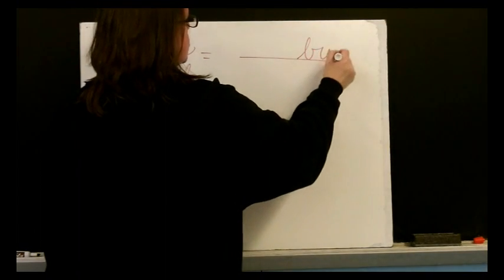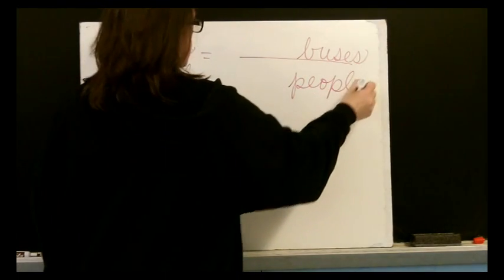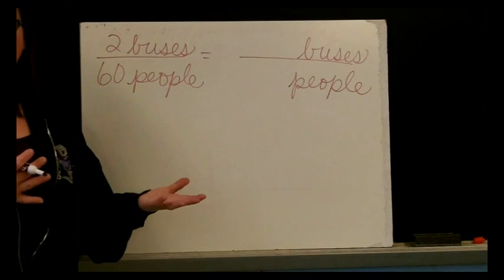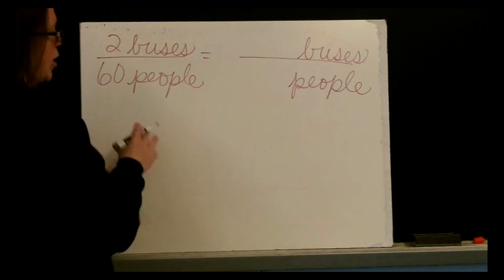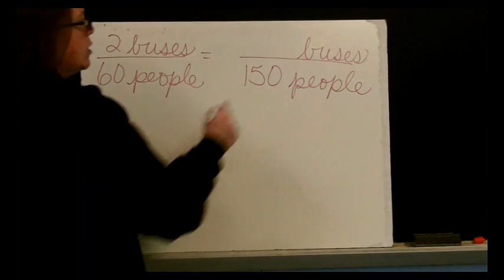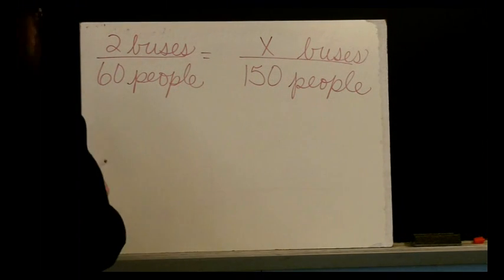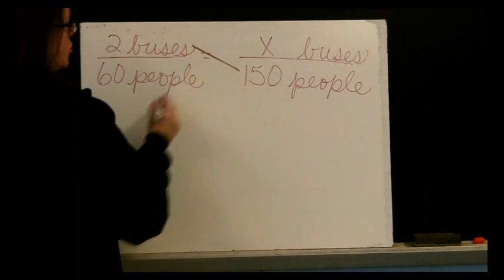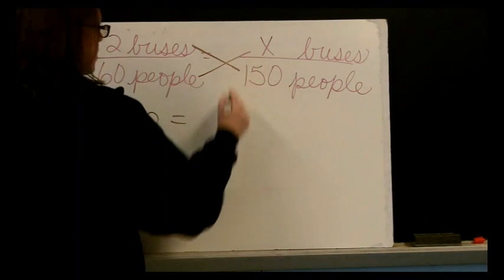What's the other piece of information that we know? Well, what I'm going to do first is write in my units, because I want to make sure that as I'm plugging in the information that we have, my units or proportions are written correctly. So what's the other piece of information that we have from the word problem? Well, we know that there are 150 people going on the trip. What we don't know is how many buses we need. This is our task. Now for something like this, what I'm going to do is use the method of cross products. 2 times 150 equals 60 times x.